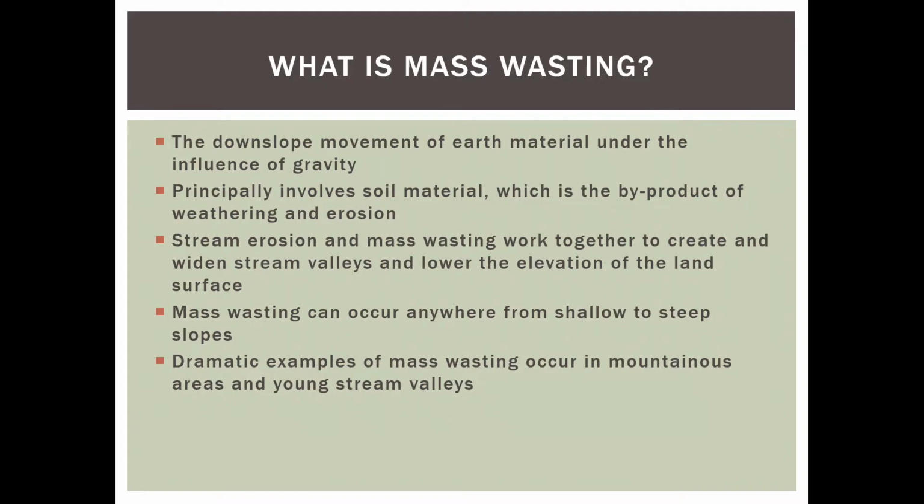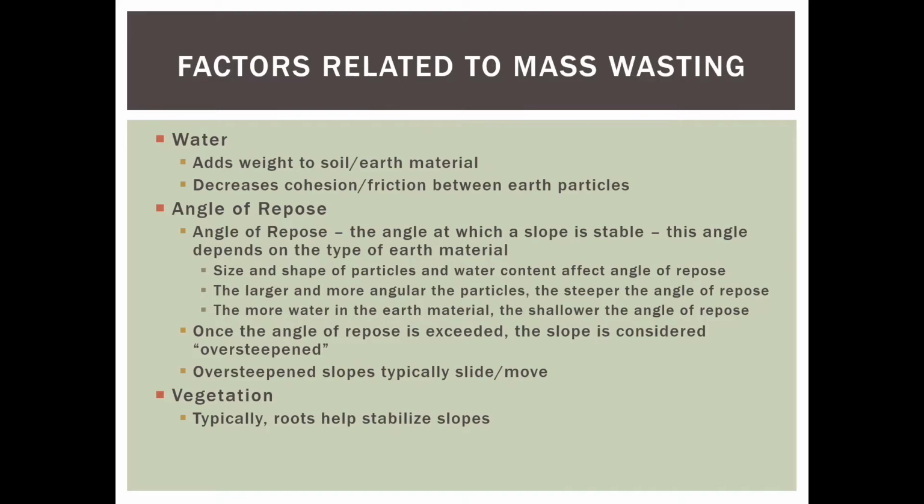Stream erosion and mass wasting work together to create and widen stream valleys and lower the elevation of the land surface, as we've talked about, I think, last week during streams. Mass wasting can occur anywhere from shallow to steep slopes, so it doesn't have to just be steep slopes, even shallow slopes mass waste. And dramatic examples of mass wasting occur in mountainous areas and young stream valleys because these are steepened environments. And so we'll see some pictures of that here today.